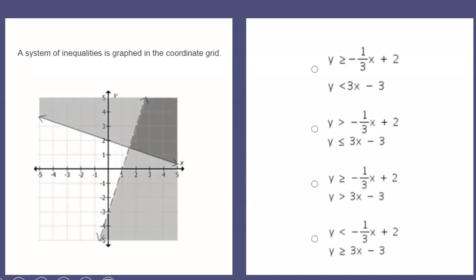All right, here's another one just like the one we just did. So go ahead and pause your screen. Take a couple minutes and see if you can go through process of elimination, and then hit play to see how you did.